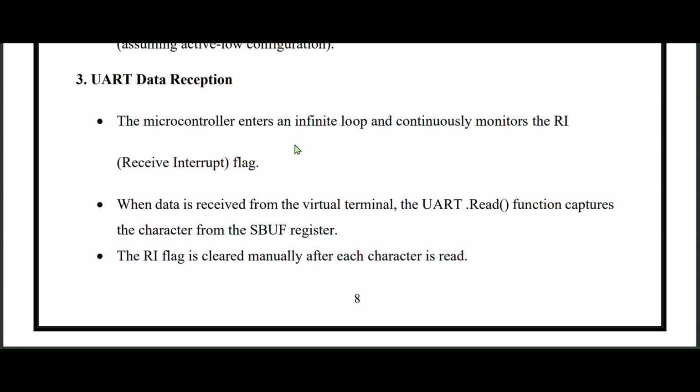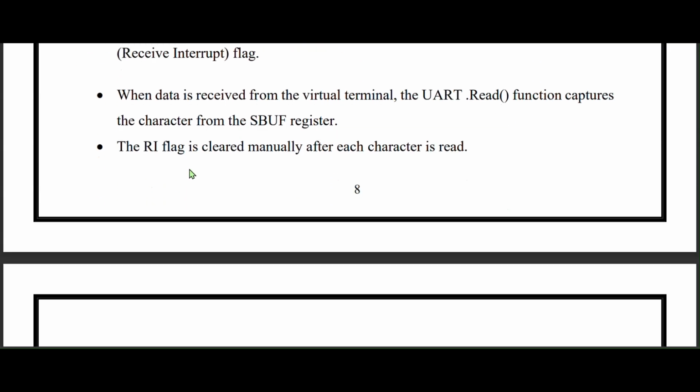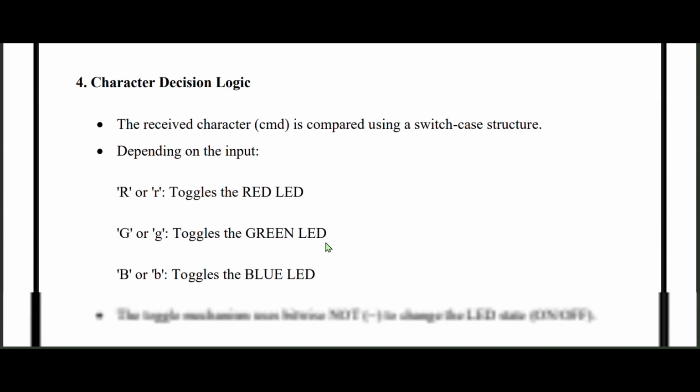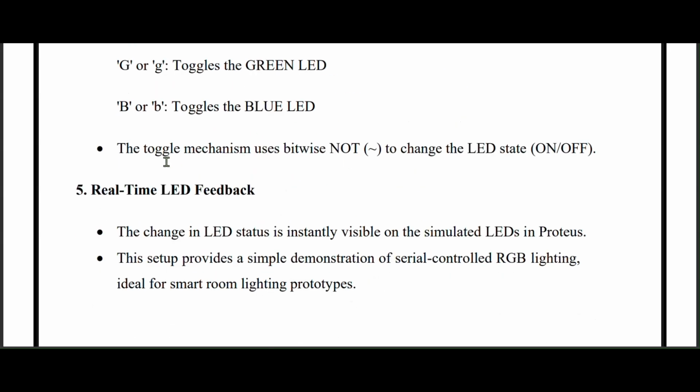The microcontroller enters an infinite loop, continuously monitoring the RI, that is the receive interrupt flag. The RI flag is cleared manually after each character is read, and the characters are handled as follows: R is for red, G is for green and B is for blue. When we press R, it toggles and the red LED blinks. Same for G and B. The toggle mechanism uses a bitwise NOT operator to change the LED state.